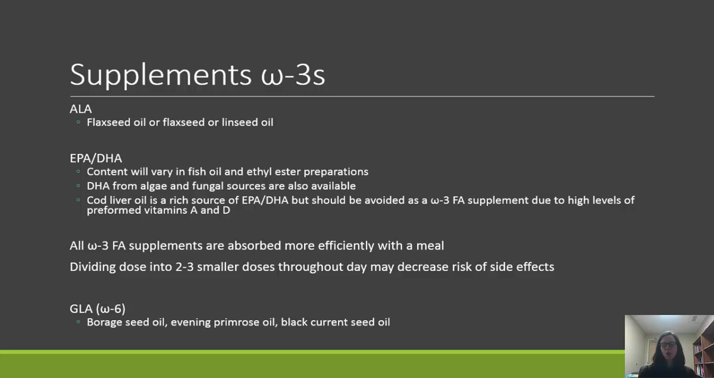Now, fish oil is not all created equally. So you really need to look at the specific supplement when you're buying a fish oil supplement to see how much DHA and EPA it actually contains. And then we also have gamma linolenic acid, which, if you'll remember, is our omega-6. Sources of this fatty acid can be found in borage seed oil, evening primrose oil, and blackcurrant seed oil.